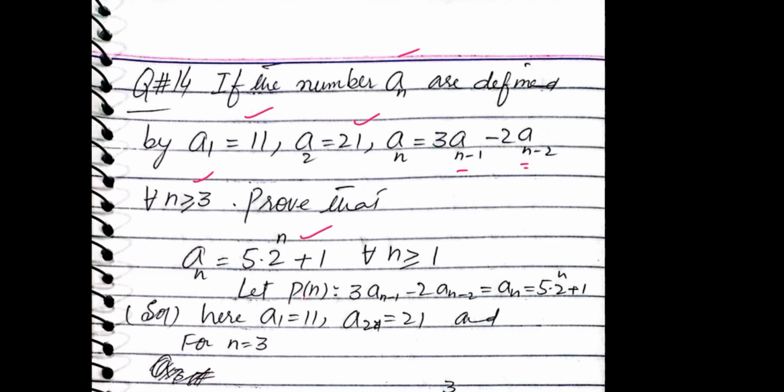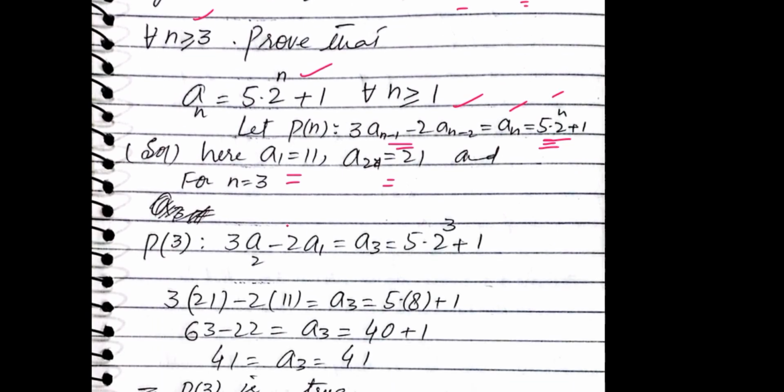We will assume that the given statement is P(n), such that a_n is equal to this specific number. To prove it, we will use this formula. Here the first term is 11 and the second term is 21. We check the statement for n equal to 3. If we put n equal to 3 in this formula, we have 3 times a_2 minus 2 times a_1.